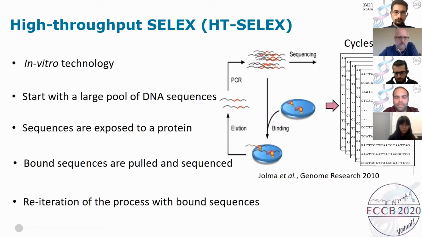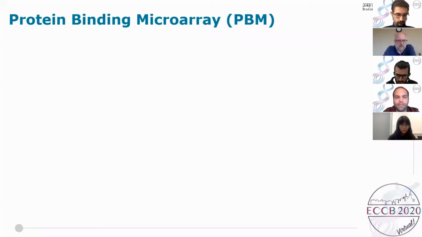This process happens again when the bound sequences are removed from their protein and then exposed again. The experiment results usually in 5 cycles, from cycle 0 until cycle 4. Cycle 0 represents the initial pool of DNA sequences, and cycle 4 represents sequences which were bound 4 times in a row.